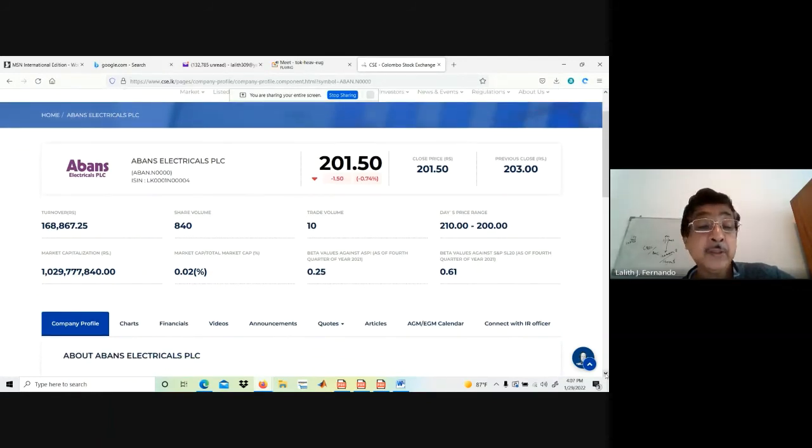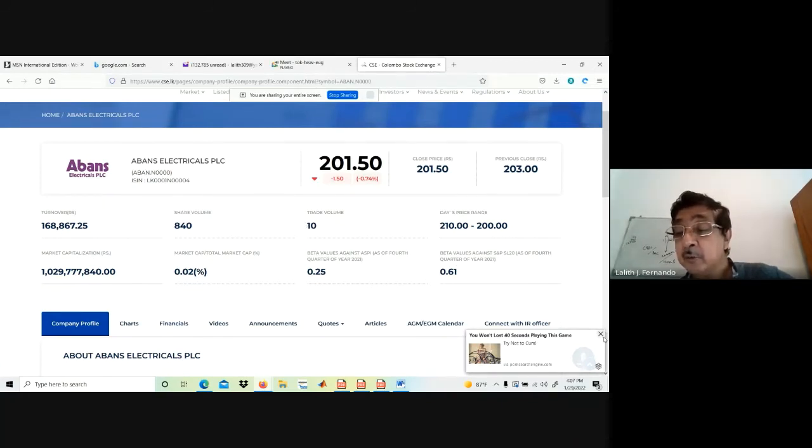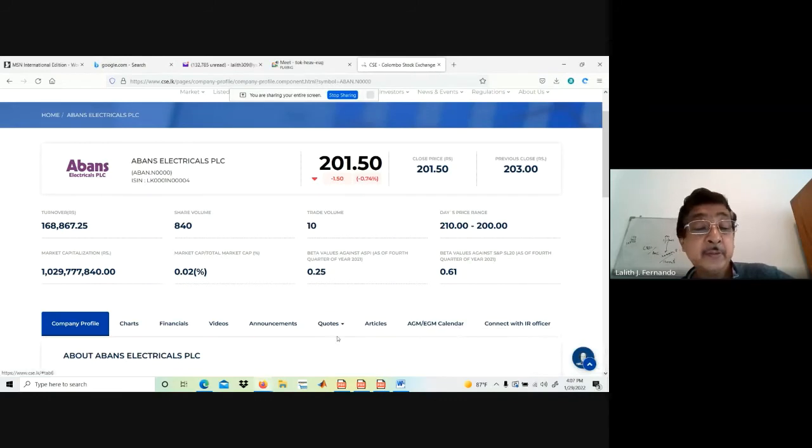Now, this company's turnover is so much for the day. Share volume is so much traded. There have been only 10 trades that took place on 28. And if you take the market capitalization as a share of the total market capitalization, it's 0.02%. It's not a noteworthy type of capitalization. That is what it means.